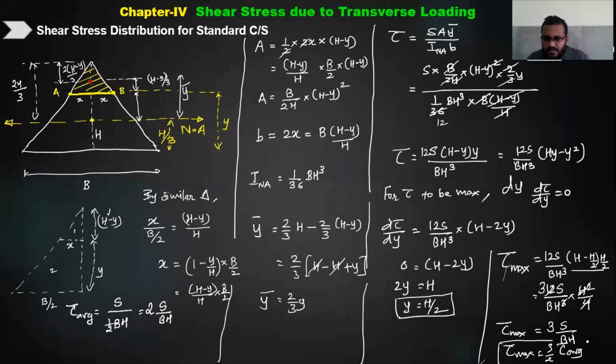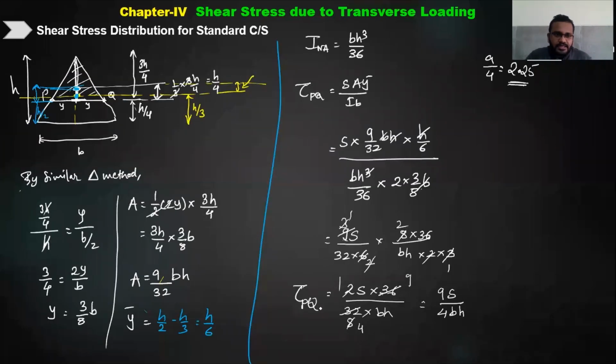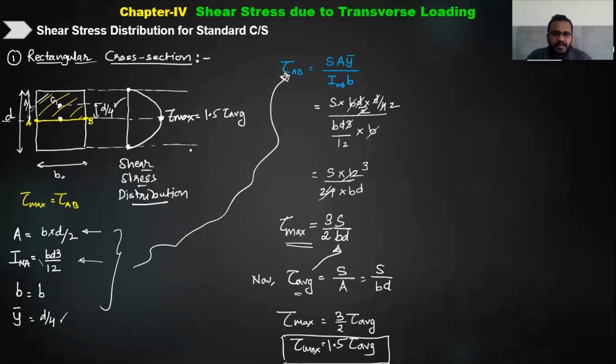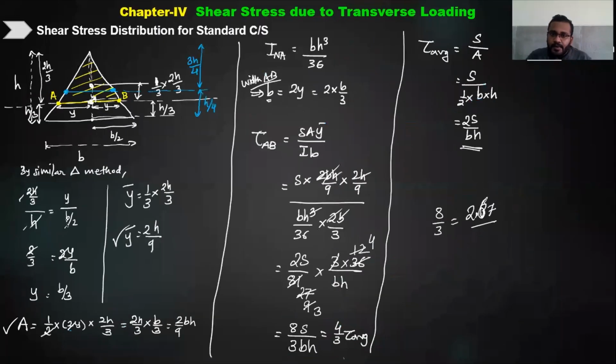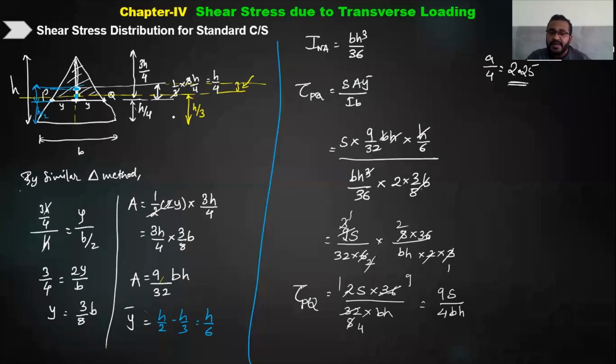Now you will see why we did this three times for the triangle. First I did it for the rectangle, where we found it is maximum at the neutral axis. Then for the circle also we found that it is maximum at the neutral axis. But for the triangle it is not maximum at the neutral axis. It is maximum at a distance h by 2 from the base.